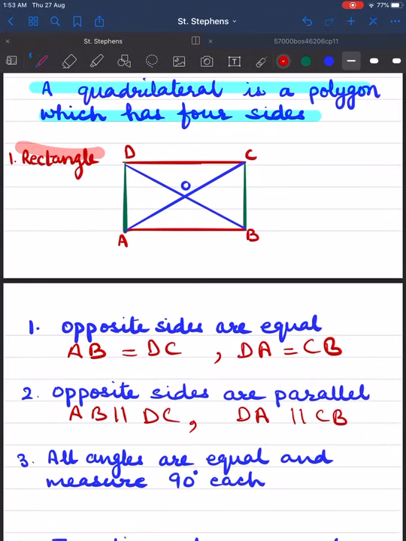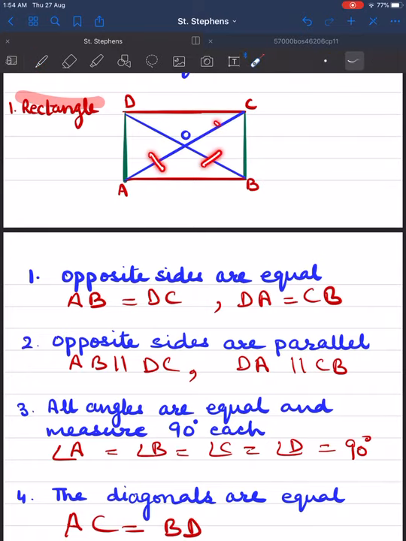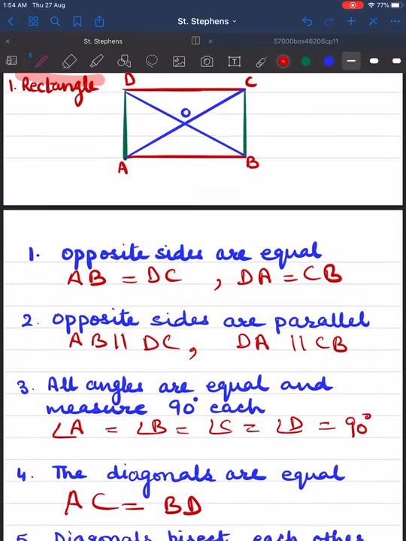All angles are equal and measure 90 degrees. So here angle A is equal to angle B is equal to angle C is equal to angle D is equal to 90 degrees. The diagonals are equal. So here diagonal AC is equal to diagonal BD. So let's write AC is equal to BD. Diagonals bisect each other. It means OA is equal to OB is equal to OC is equal to OD. So let's write.